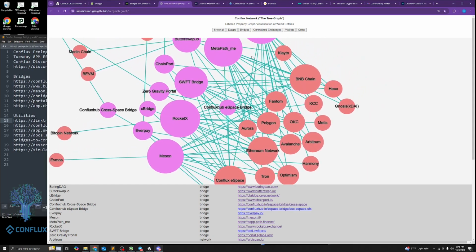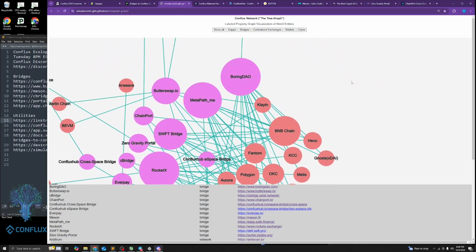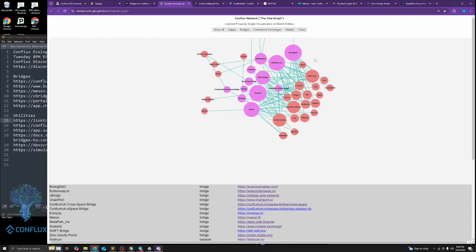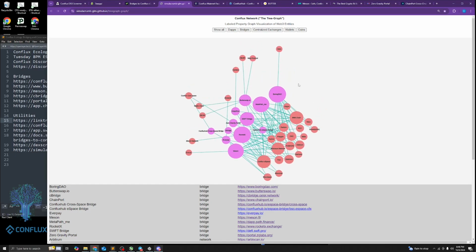There's some others like RocketX, Metapath, Boring DAO. Again, those are mostly cross-chain swaps and sort of like exchanges. Week to week, you don't really know what the heck's going on. They can enable and disable liquidity, especially those cross-chain swaps that are kind of navigating compliance issues. I really only use those if there's something exotic or bespoke that I want to get to Conflux.